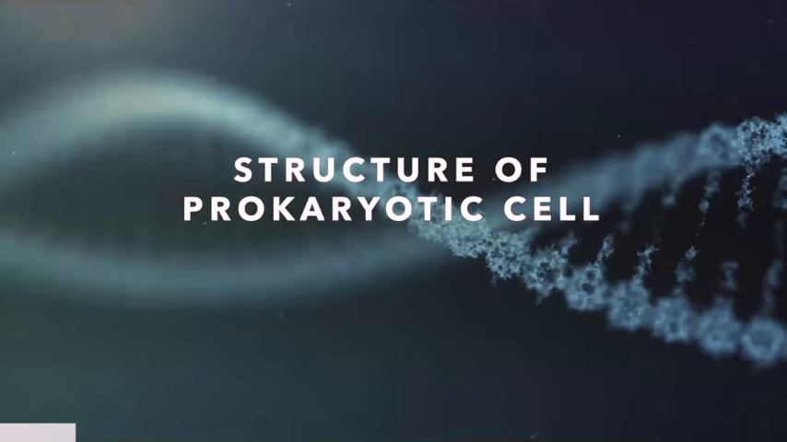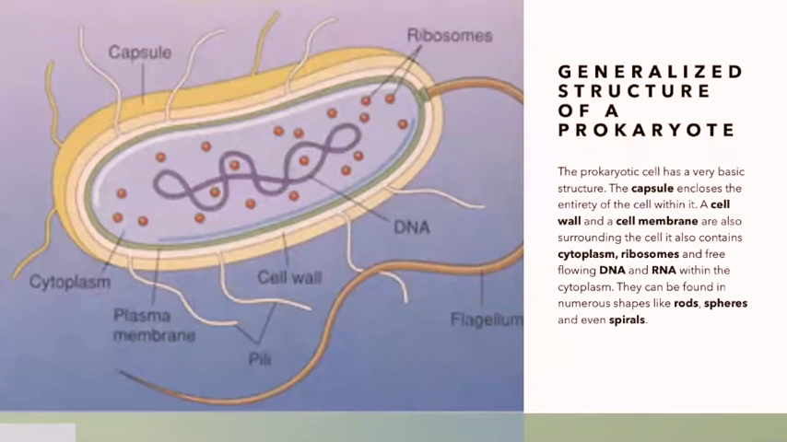Structure of prokaryotic cell. A prokaryotic cell has a very basic structure. The capsule encloses the entirety of the cell within it. The cell wall and the cell membrane are also surrounding the cell, which consists of cytoplasm, ribosomes, and free-flowing DNA and RNA within the cytoplasm. They can be found in numerous shapes like rods, spheres, and even spirals.